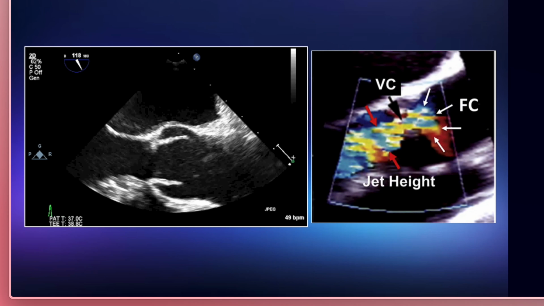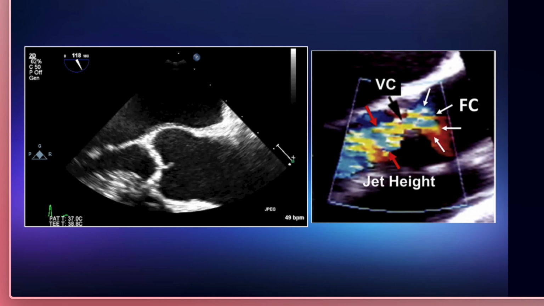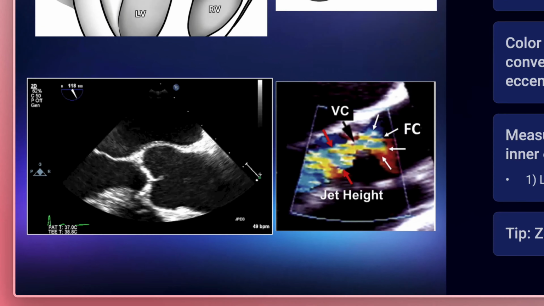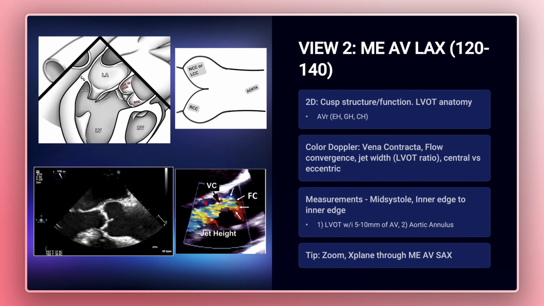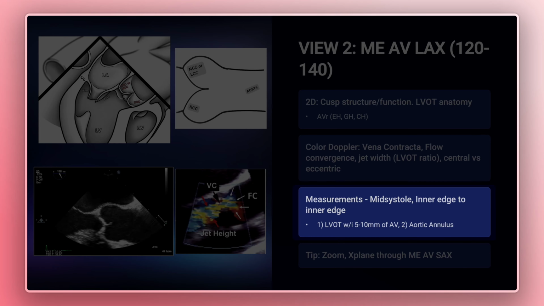Using color Doppler, you can further evaluate AR, looking at the vena contracta, a significant flow convergence, the jet width to LVOT ratio, and then assess as a central versus an eccentric jet. The measurements you may take here of the LVOT or the aortic valve annulus should be measured in mid-systole when that aortic valve is open from inner edge to inner edge. And in the LVOT, that measurement should be within 5 to 10 millimeters of the aortic valve.